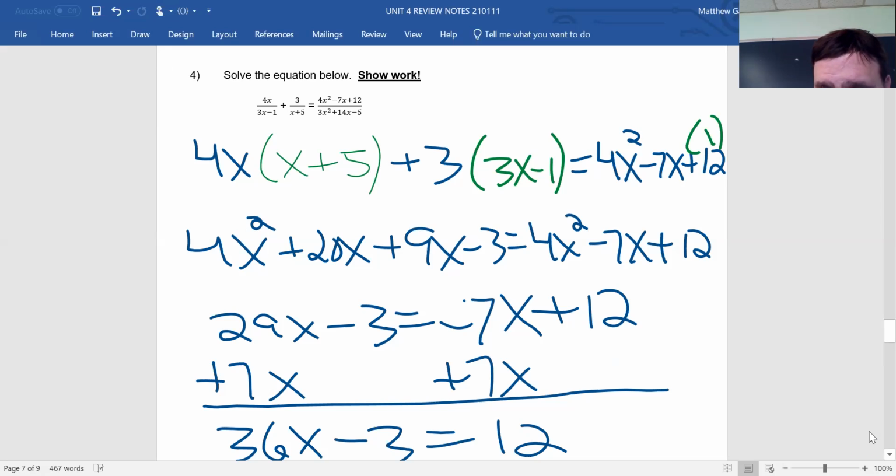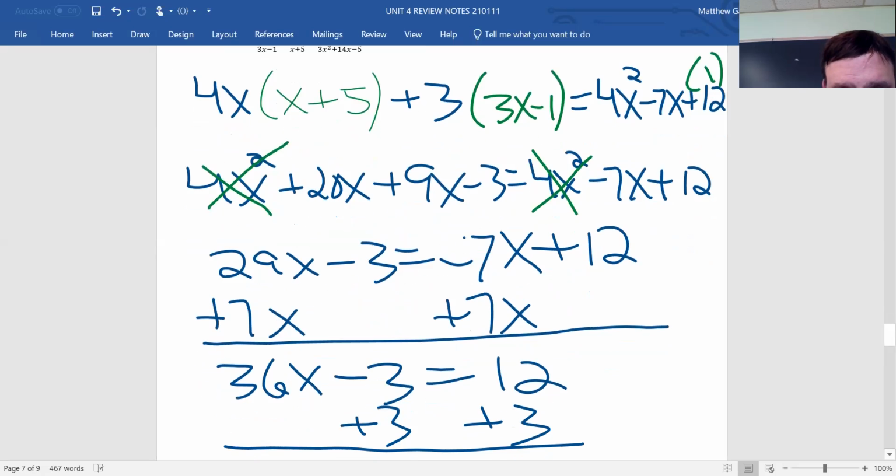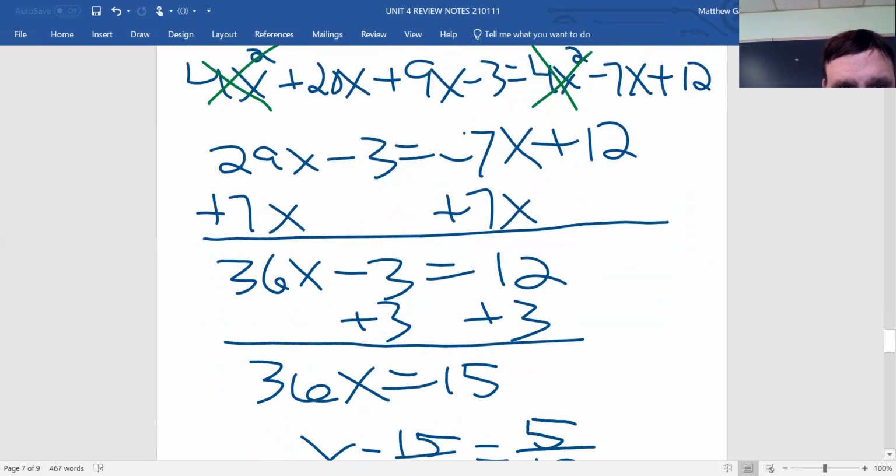And then, as we go from this row with the 4x squared to this row with the 29x, the 4x squareds cancel. 29 comes from 20 plus 9. So on the left side, you got 29x minus 3. On the right side, you got negative 7x plus 12. And it just becomes a 3-step linear equation from there.